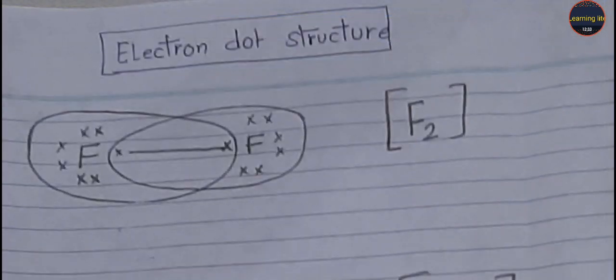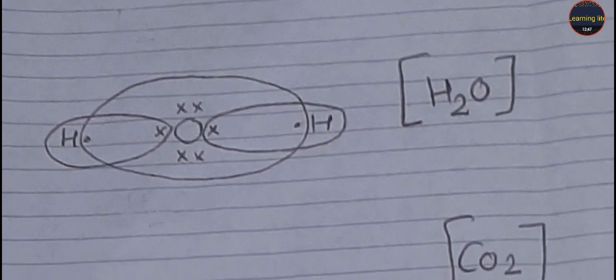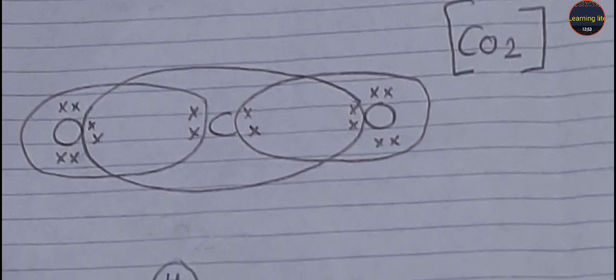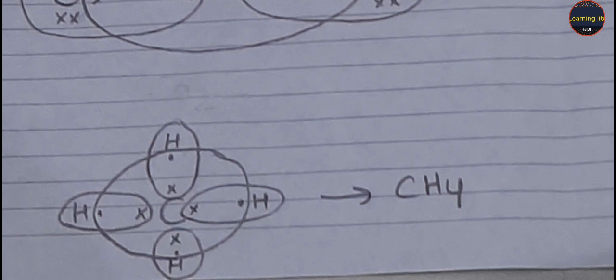This is the electron dot structure of F2, student. F has valency 7. It needs one more electron to complete its octet. So both share their electrons and complete the structure. Next is water. There is also covalent bonding and sharing of electrons. Next, carbon dioxide. I think you are familiar with these structures because we discussed them in the worksheet earlier also. And the last one is methane. Very easy. One carbon is bonded with 4 hydrogens, 4 valency. It easily makes bonds with the 4 hydrogens. This is a simple structure of methane.